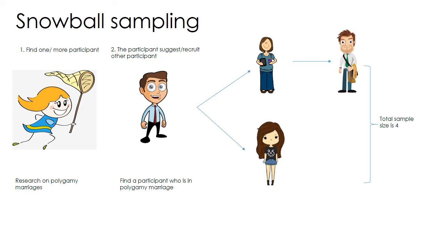Okay, and when do we actually use snowball sampling? When you're doing topics that are pretty sensitive and difficult to get samples for. For example, research on polygamous marriages. This is a topic that is a bit sensitive and not many people are willing to talk about it. So maybe you find a participant who is in a polygamous marriage, and he might be in a support group, or he might have a WhatsApp group of people in polygamous marriages. So he might introduce another participant to you or recruit a participant for you, and then from there the chain builds. So in this study I'll have a total sample size of 4.